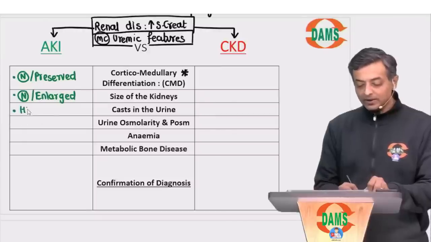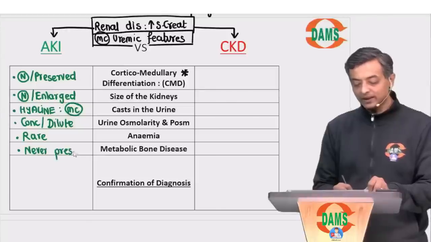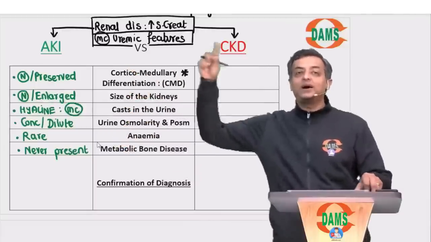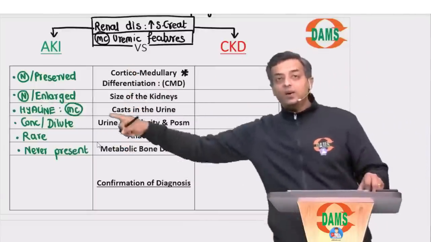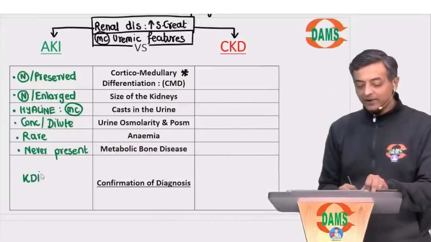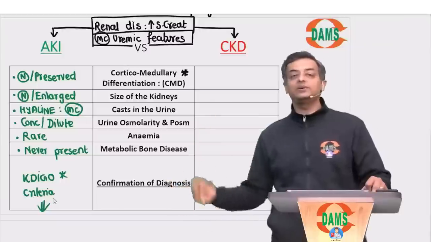The most common cast in acute kidney injury is the hyaline cast. Urine osmolarity is concentrated or dilute. Anemia is rare, but bone disease is never present. So basically, when everything looks normal, you will suspect acute kidney disease, but none of the features are specific for diagnosis. And that is why to confirm the diagnosis, we will go for KDIGO criteria.